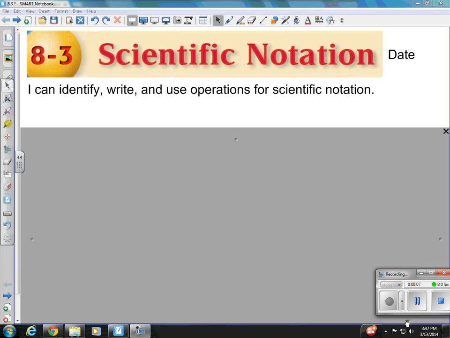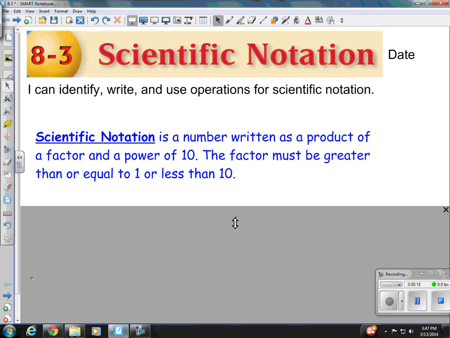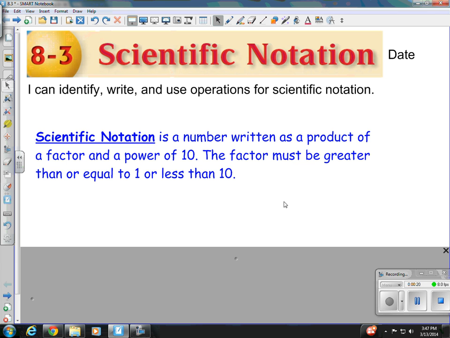And our objective today is that I can identify, write, and use operations for scientific notation. So to start out with, what is scientific notation? It is a number written as a product of a factor and a power of 10. The factor must be greater than or equal to 1 and less than 10.